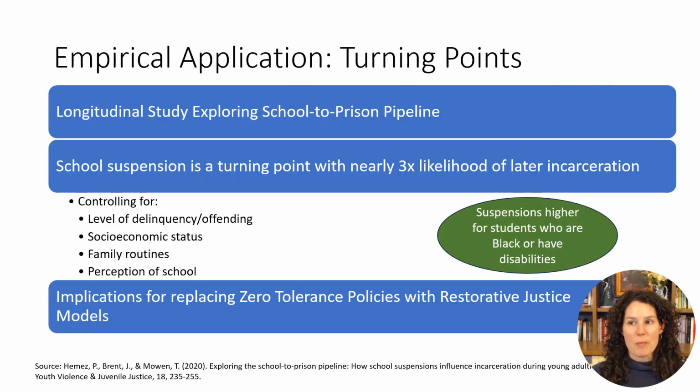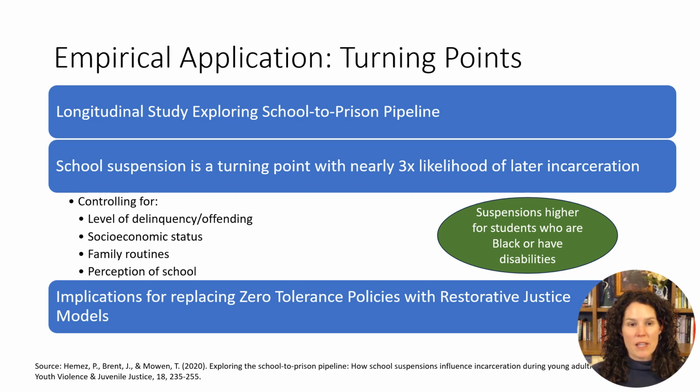So here's an empirical example of researchers using life course perspective, and more specifically the concept of turning points. And this was a longitudinal study exploring the idea of the school to prison pipeline. And they were using a national longitudinal data sample from 1997 to 2011, following adolescents through their 20s and early 30s. And they were investigating whether or not school suspensions became a turning point in adolescents' lives, thus leading them to a higher risk of incarceration.